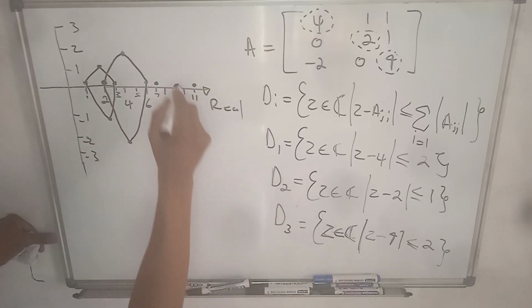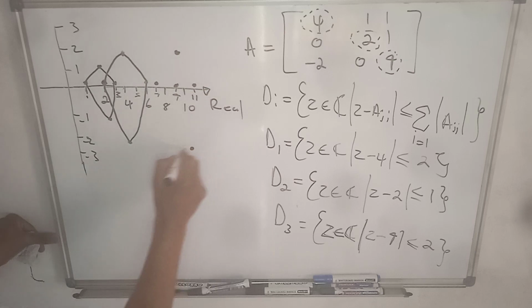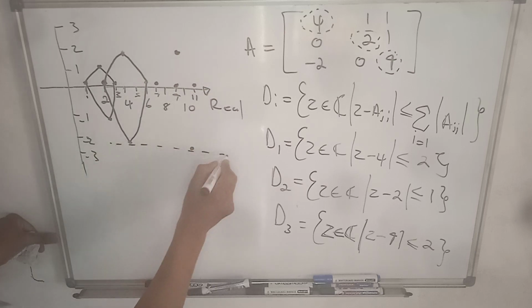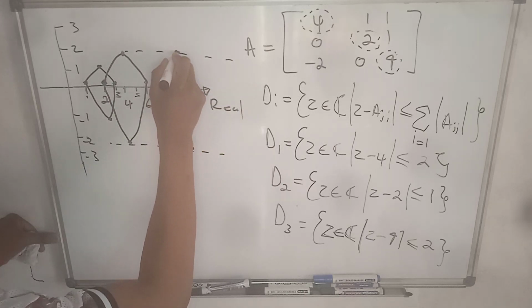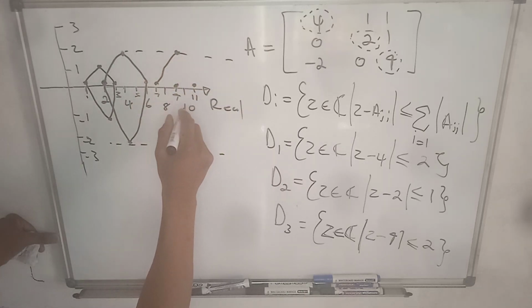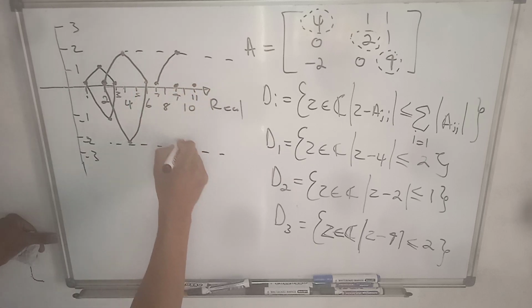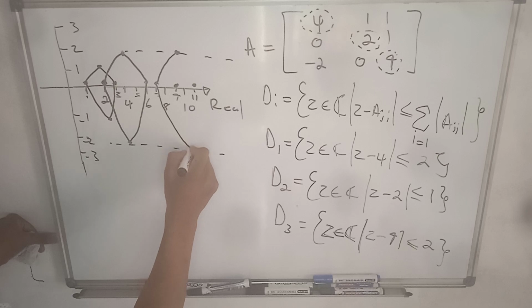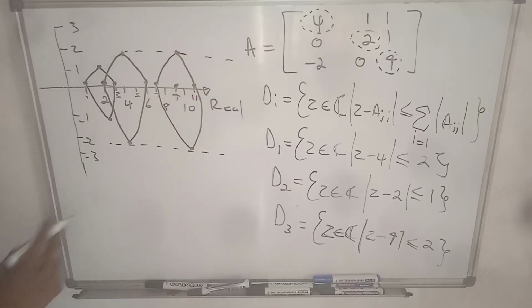And my radius is 2, so it will be 2 going up, 2 going down. These circles share the same radius. So it will go here, and then it will go here again, then this side, and that side. So these are my Gershgorin circles. Guys, please forgive my drawing.